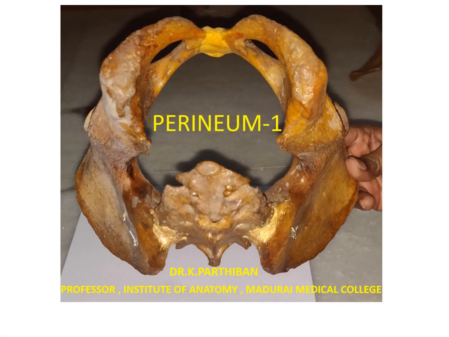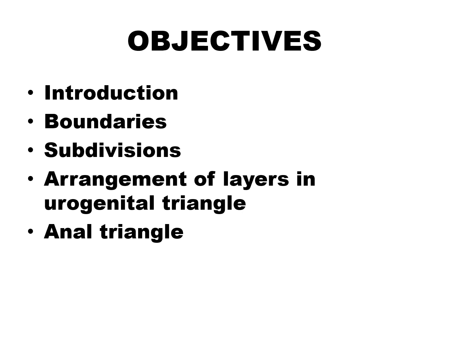Students, now we are going to see the perineum. The perineum will be discussed under the following headings: introduction of the perineum, boundaries of the perineum, subdivisions of the perineum, then anal triangle in detail. Before going to the anal triangle, we are going to see the arrangement of the layers in the urogenital triangle.